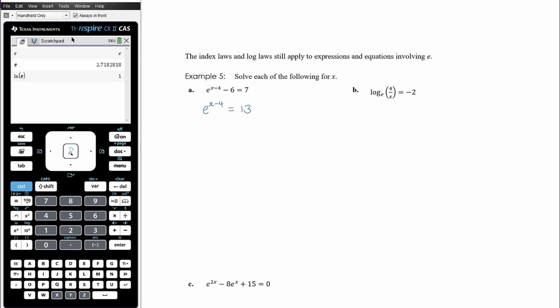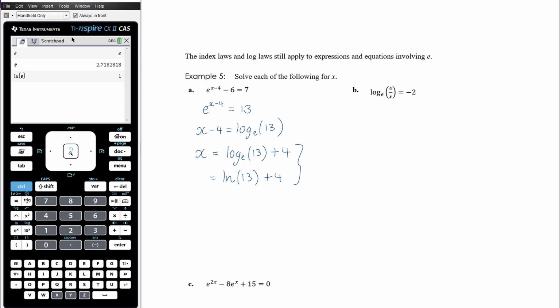And then we're going to change it from an exponential equation into a log equation. So x minus 4 is equal to log base e of 13, or ln of 13. And then x is going to be equal to log base e of 13 plus 4. And so we're done. As I said, you could also write that as ln 13 plus 4. Both are perfectly correct. They're no different.